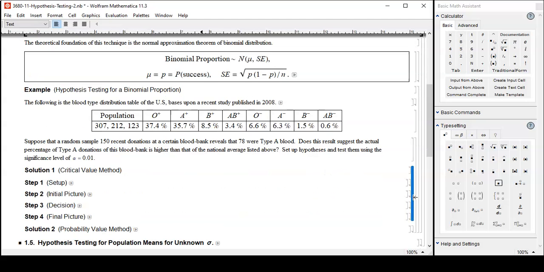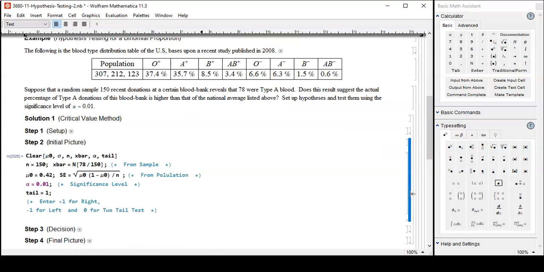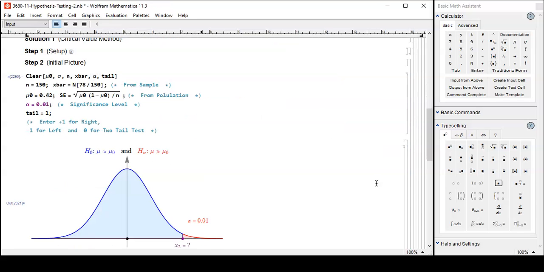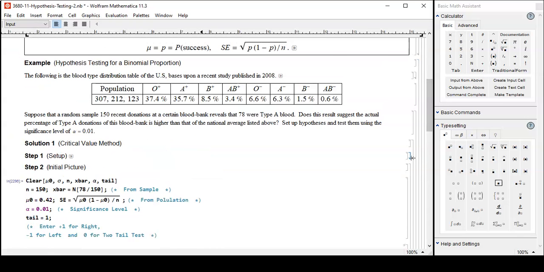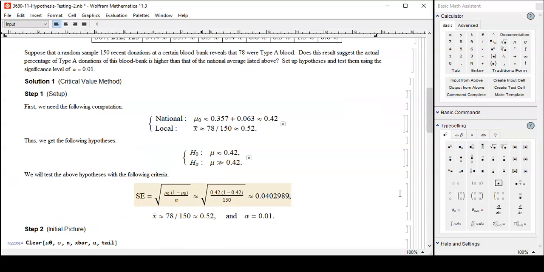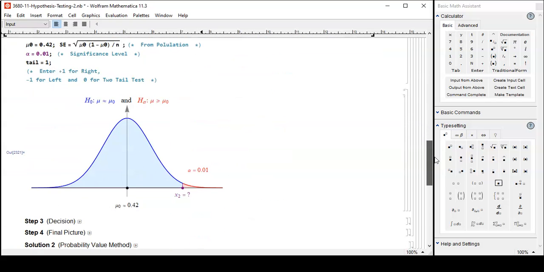So we have the initial picture, the normal picture centered around the null, 42%. So we have to use this proportion for your SE computation. Like this. Square root of p(1 minus p) over n. Here we use the null proportion, not this one, not the sample proportion. We have to use null, as you can see from this picture, centered around the null, so we have to use null.